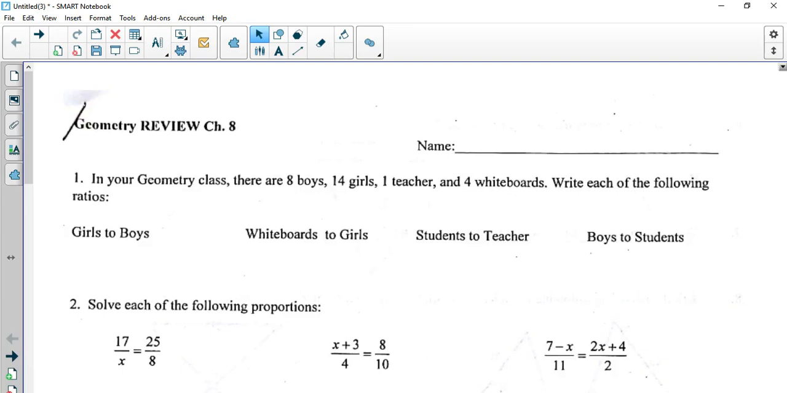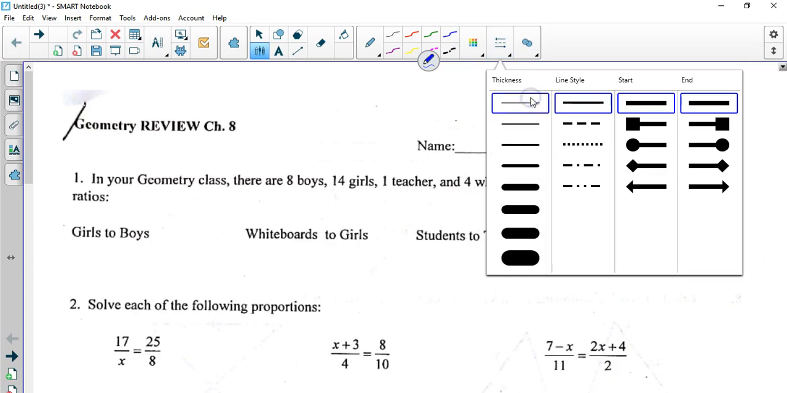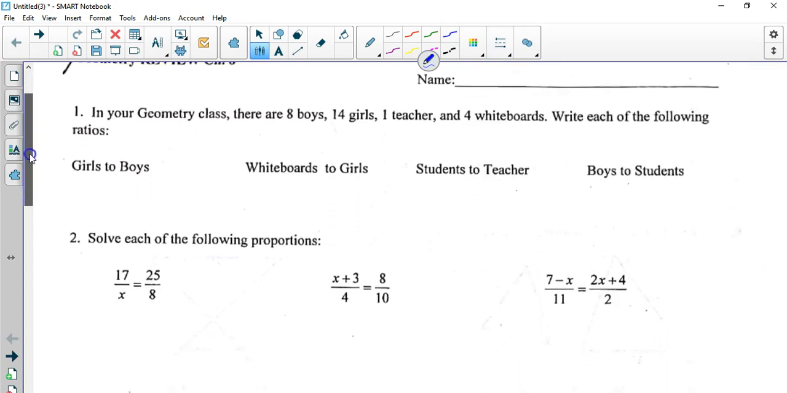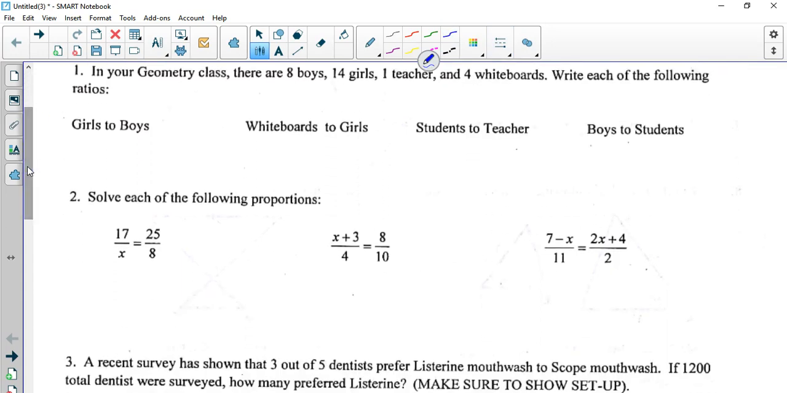All right. Review for our last unit of the first semester. Okay. So, we have 8 boys, 14 girls, 1 teacher, and 4 whiteboards. Please pay attention to the order and look at the numbers. So, girls to boys. Okay. So, if you're writing as a fraction, it'd be girls over boys.